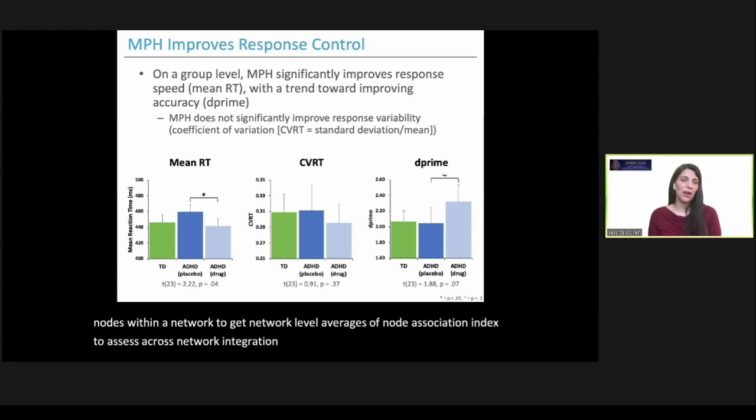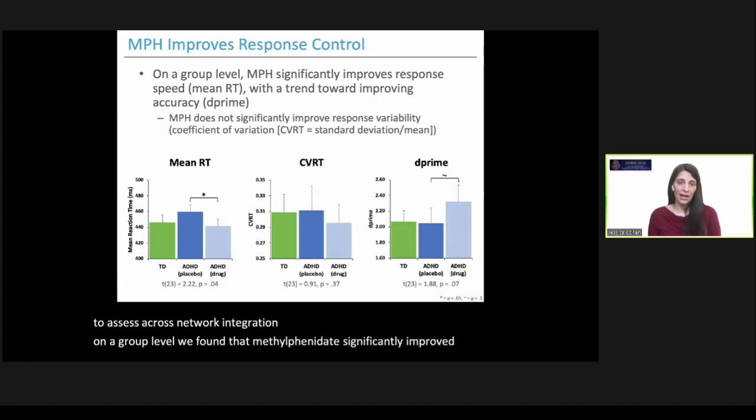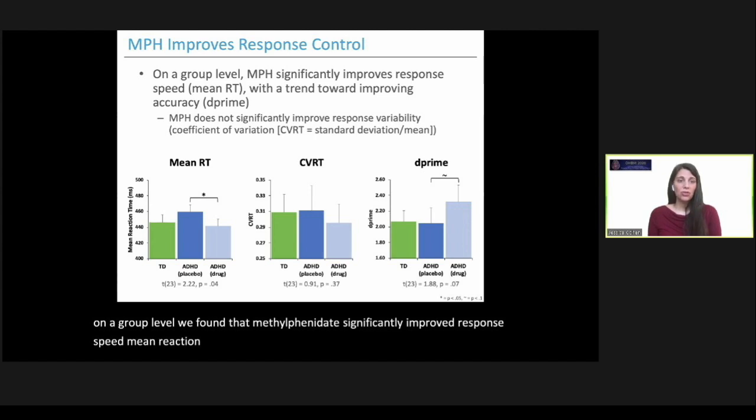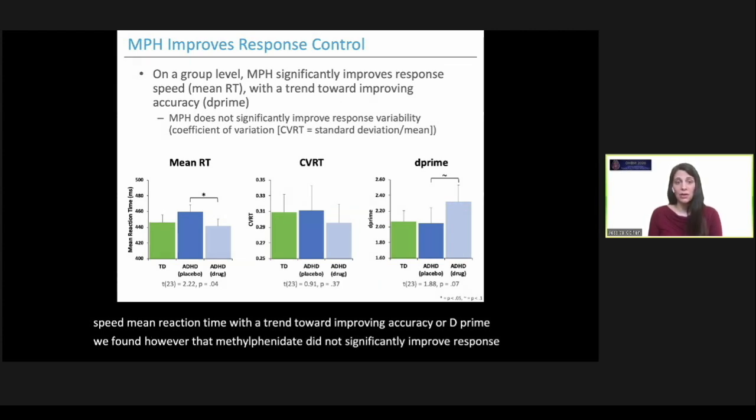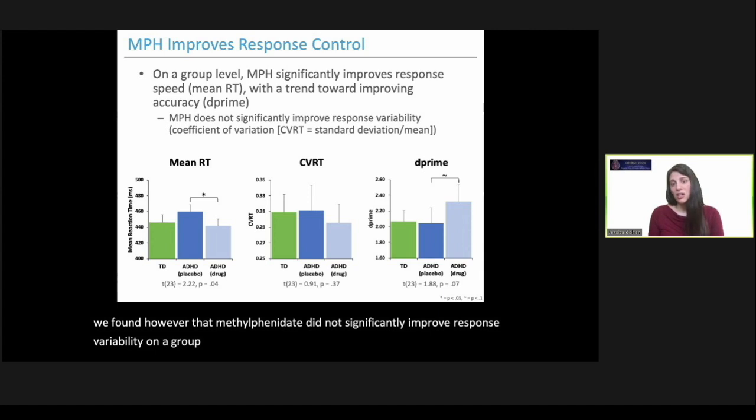On a group level, we found that methylphenidate significantly improved response speed, mean reaction time, with a trend toward improving accuracy or D prime. We found, however, that methylphenidate did not significantly improve response variability on a group level. And our index of response variability was coefficient of variation, or CVRT, which is calculated as the standard deviation divided by the mean reaction time to control for baseline differences in mean RT.